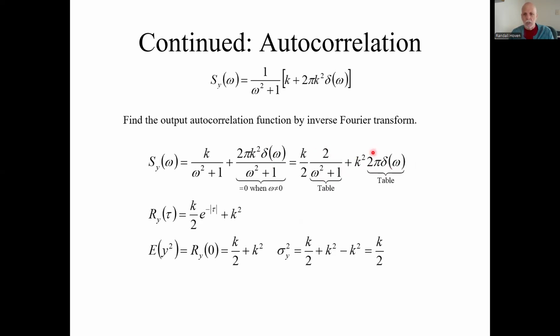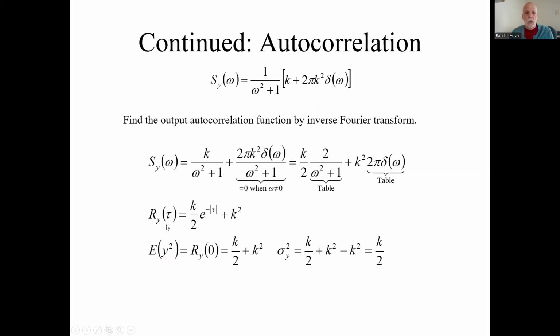And in the Fourier table, there's a 2 pi Dirac delta function. So I'll pull out the k squared. So this is all just a table lookup thing. So it's k over 2 times e to the minus absolute value of tau plus k squared. Inverse Fourier transform of this is just 1. Anyway, here is the autocorrelation function of the output.